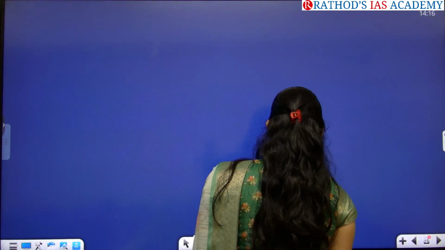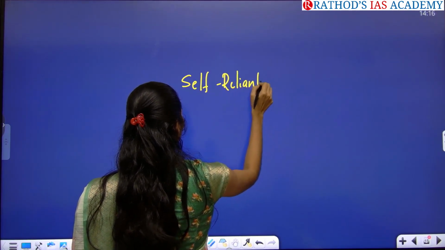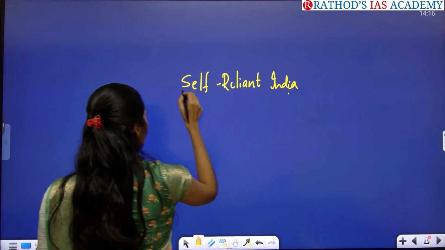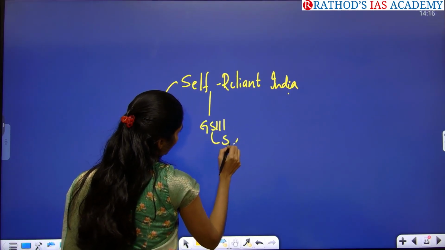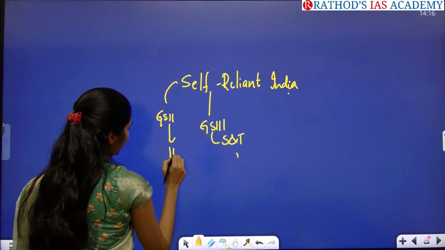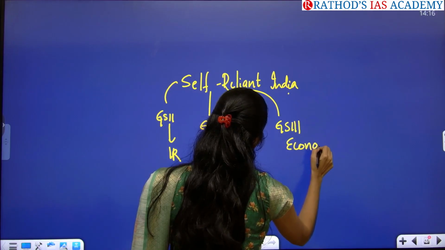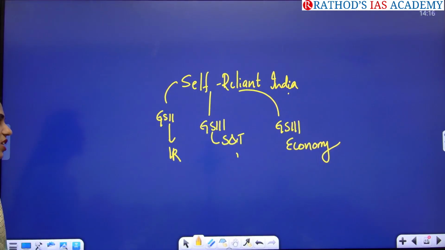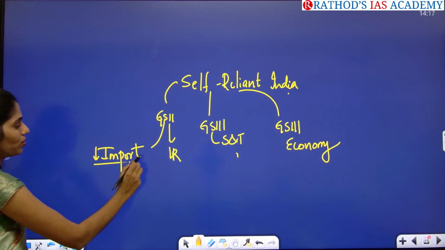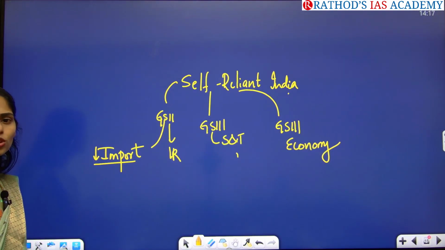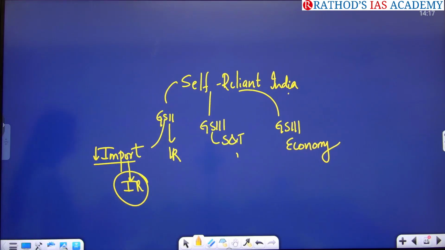This article is important from the topic of Self-Reliant India. It is important for GS Paper 2 and also for GS Paper 3 under science and technology, and for GS Paper 2 under international relations. It is also important for GS Paper 3 under economy. From the international relations view, whenever we are becoming self-sufficient, we will be decreasing our imports. Because of decreasing imports, for the countries we used to import from, international relations can change, and the foreign policies of that country can change.